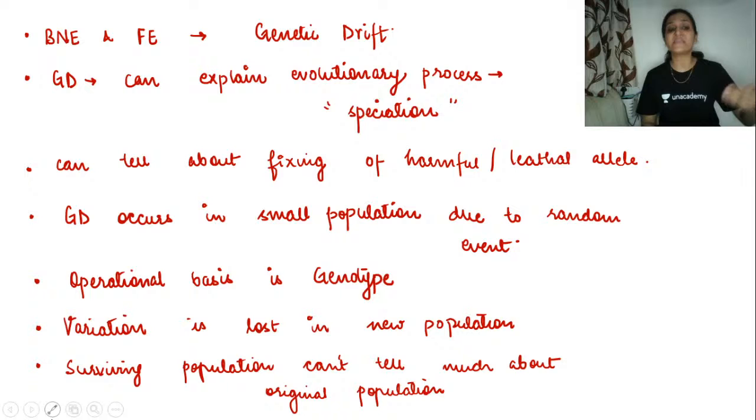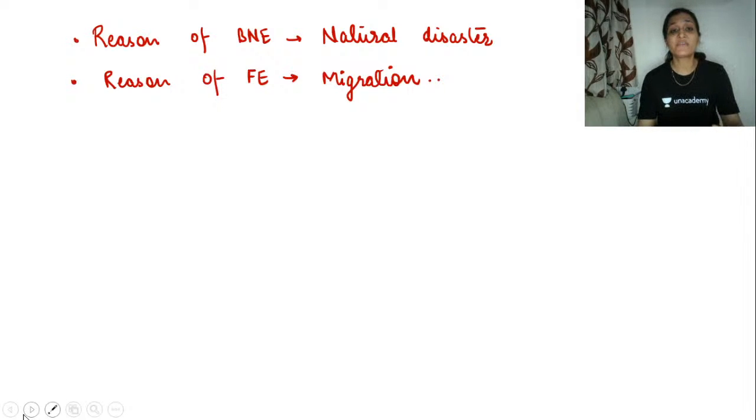It operates on the genotype. We have seen it in the phenotype like Amish babies, Huntington's and porphyrias, but basically it occurs in the genotype, isn't it? So variation is lost in the new surviving population. By seeing the surviving population, you cannot tell what existed in the original population. You will not get any idea about the original population. The reason of bottleneck effect is natural disaster, and the reason of founder effect is migration.